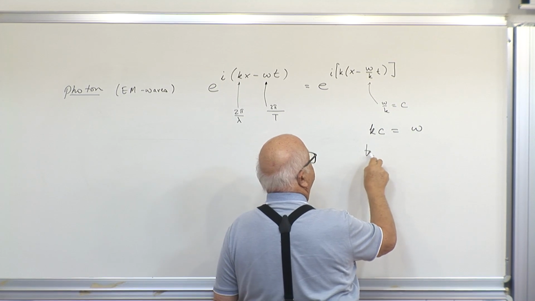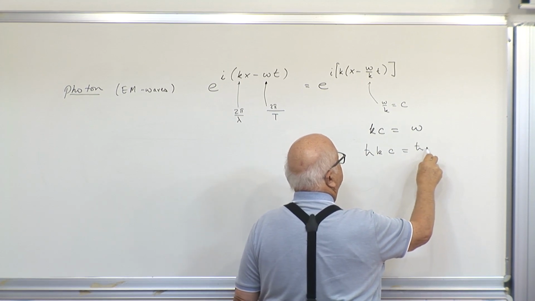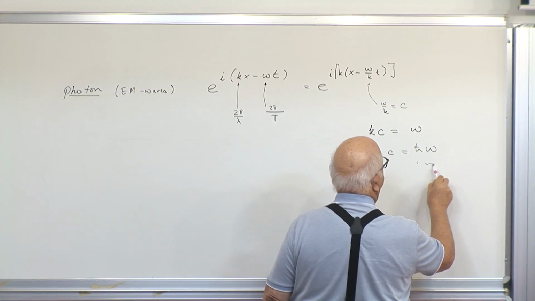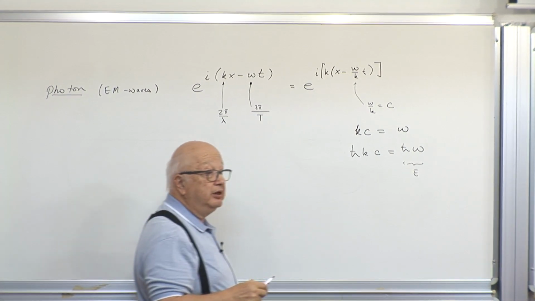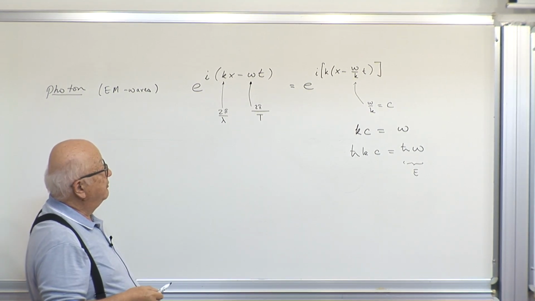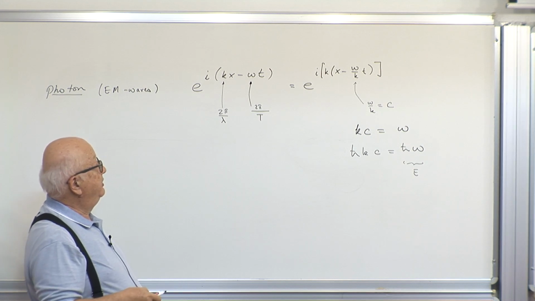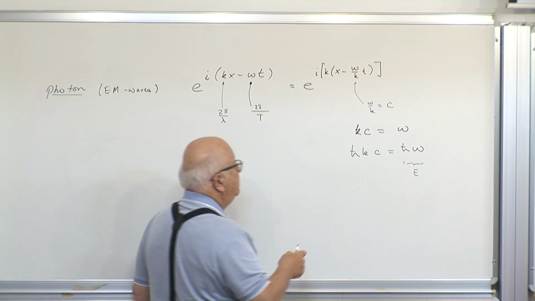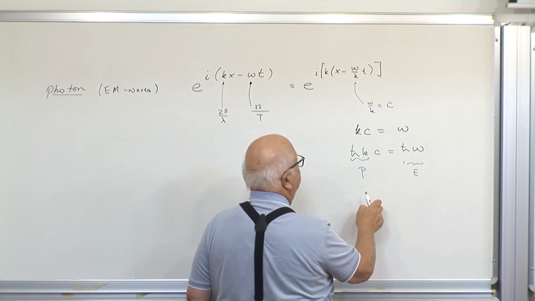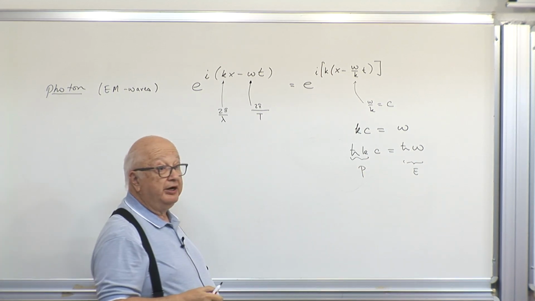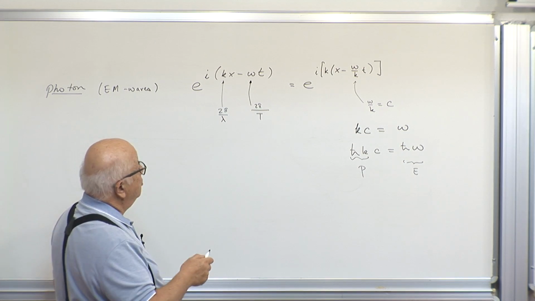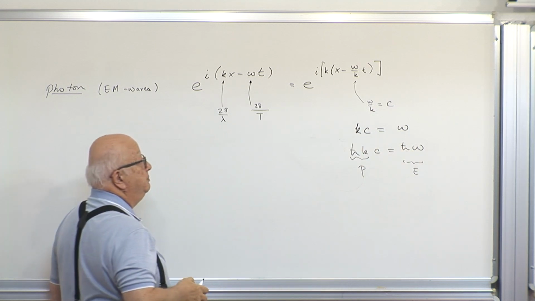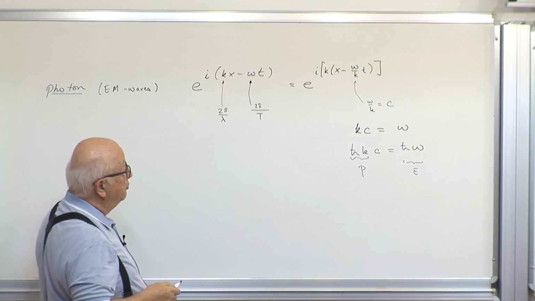Multiplying through by h bar, we get h bar k times c is equal to h bar omega. And h bar omega, remember, is the energy of the photon that we have found out from the photoelectric effect or the black body radiation experiments. And h bar times k then has to be momentum, because p times c is equal to energy for a massless object. Okay, so putting all of this stuff in, you see omega is just E over h bar, and k is equal to p over h bar.